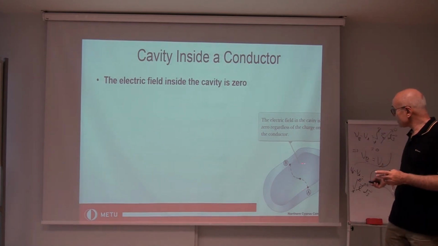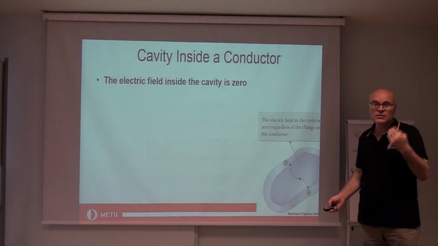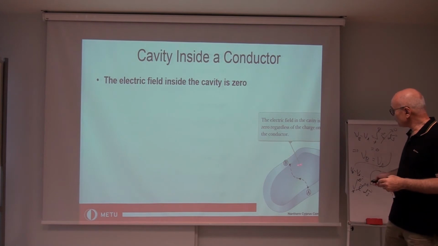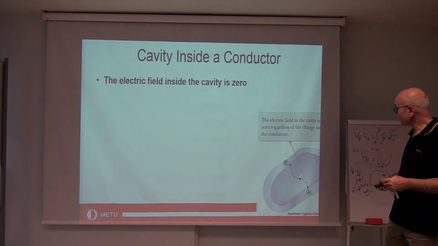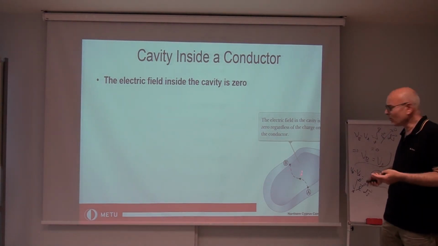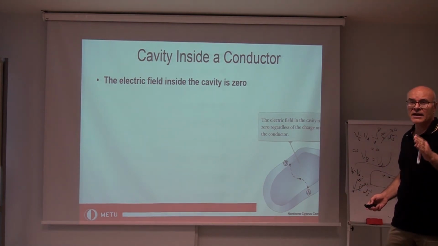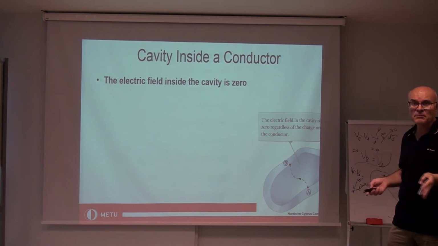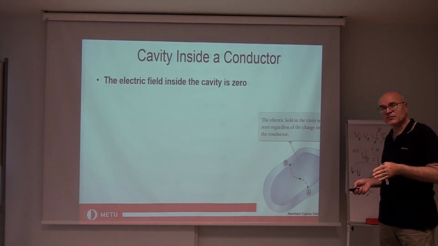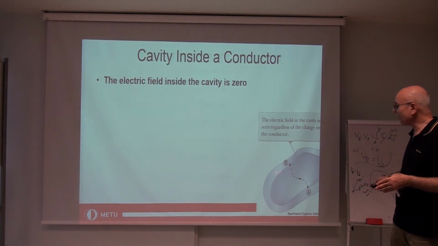But when this conductor has a cavity inside it, the argument of electrostatic equilibrium alone cannot be used to justify why you have 0 electric field inside the cavity, because here you don't have material of the conductor. It's just free space or air or whatever. But the fact that the whole conductor is at the same potential will serve to prove that the electric field inside the cavity is equal to 0.